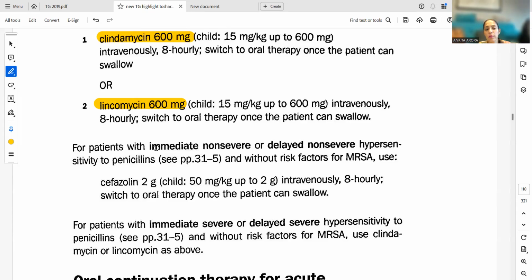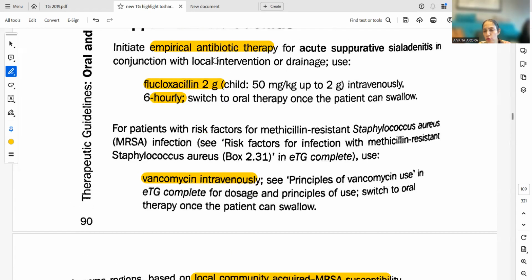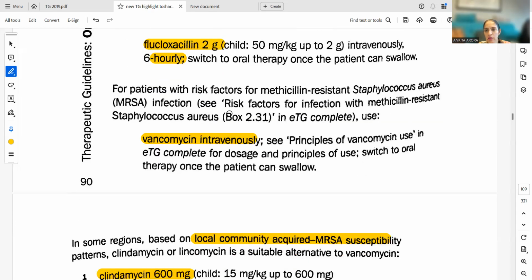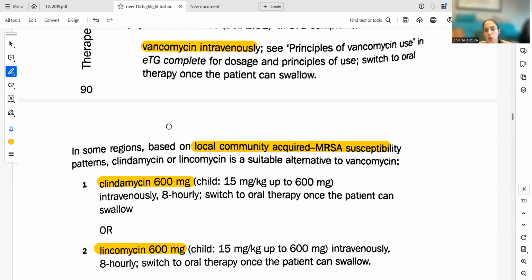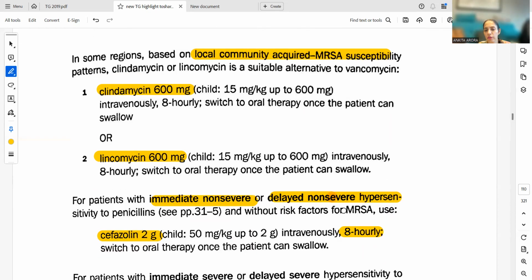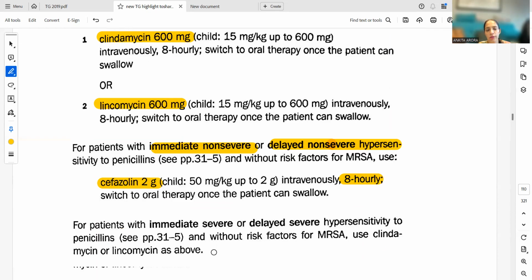For patients with immediate non-severe or delayed non-severe hypersensitivity to penicillins, we would use cefazolin 2 gram, 8 hourly. So the first line of therapy is flucloxacillin. If MRSA, vancomycin intravenously, but we can also in some regions go for clindamycin or lincomycin, or if hypersensitive to penicillin, cefazolin.